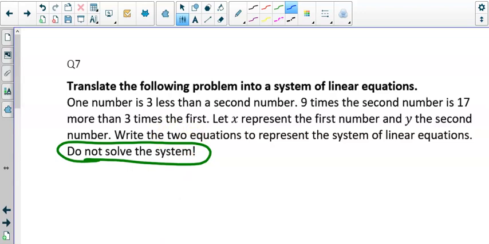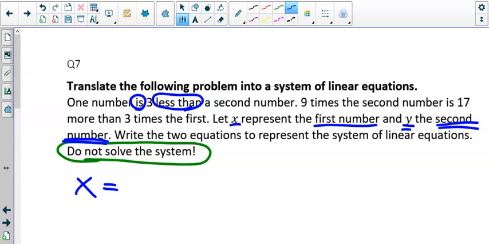Okay? So right here, this tells us about our variables. Let x represent the first number. Let y represent the second number. So it's very important that you use their variables. All right. So right here it says one number. Who is that? So x. I see the word is. What does that mean? Equals. And then it says 3 less than a second number. You need to be careful of this word right there. So what operation is less than? Minus. So what does this look like?